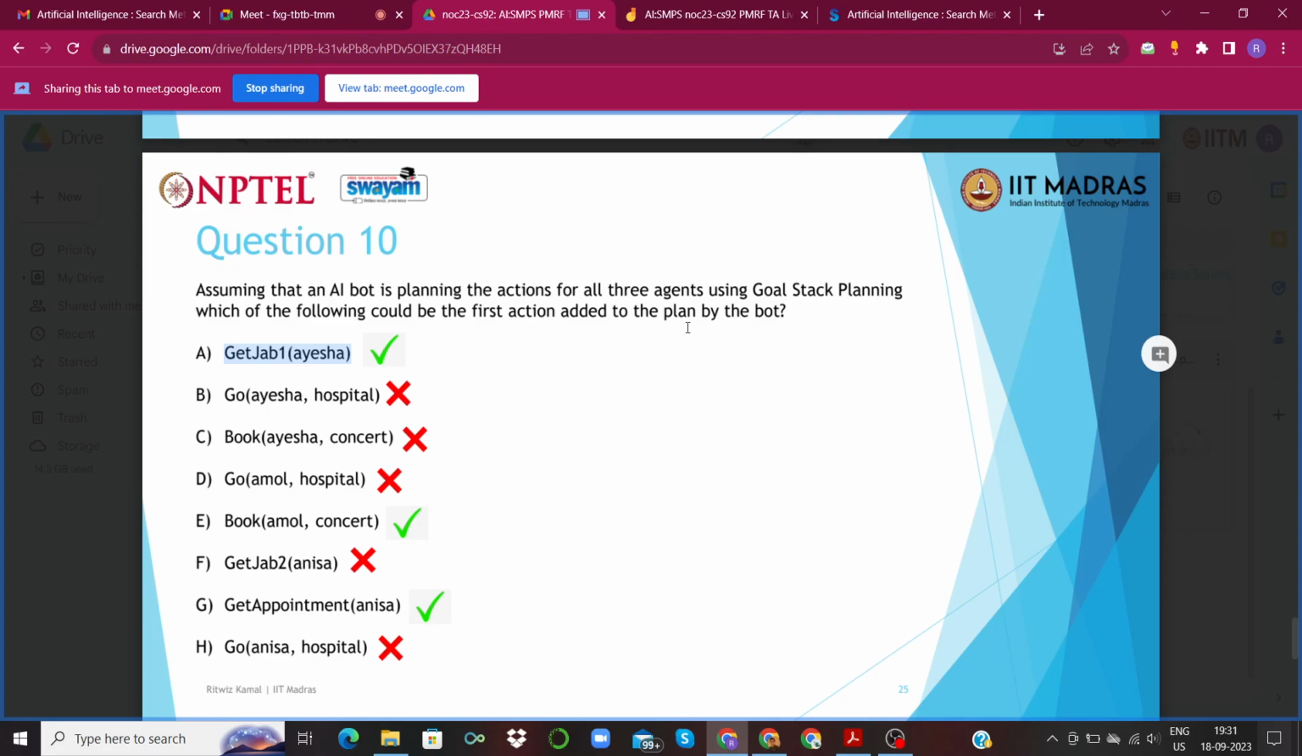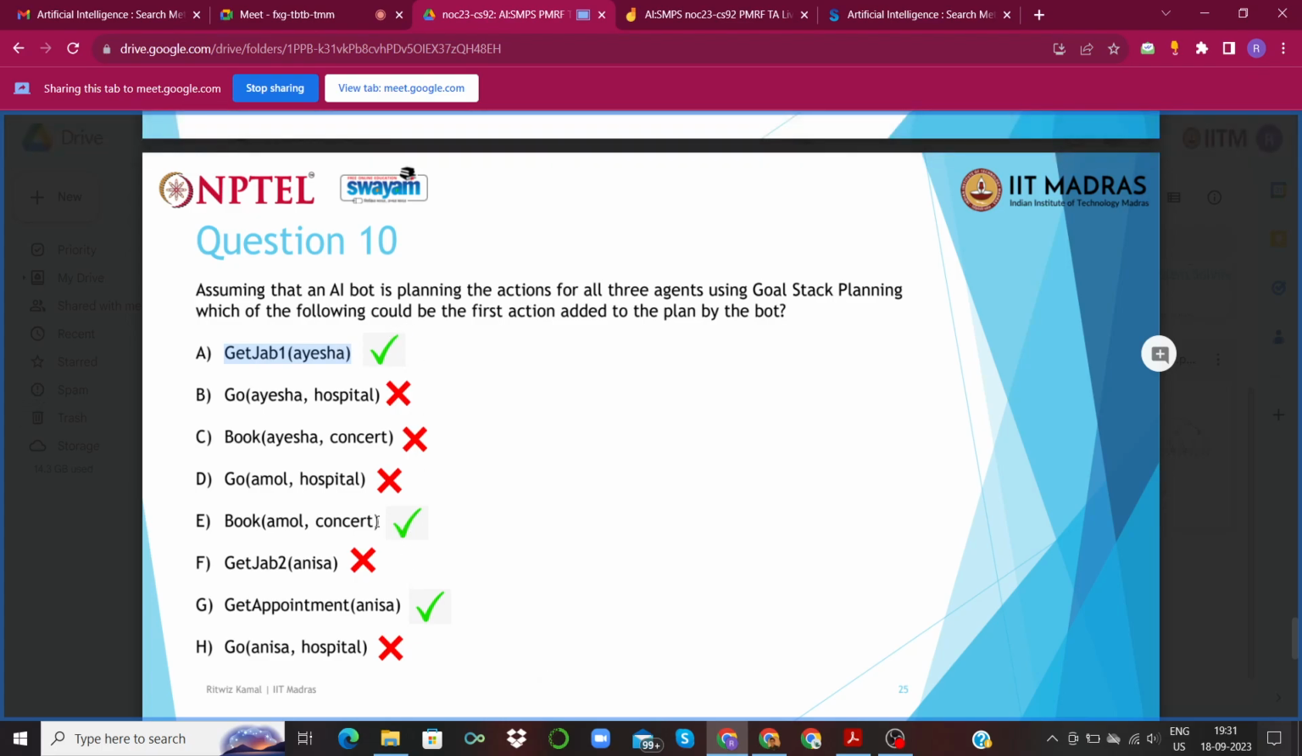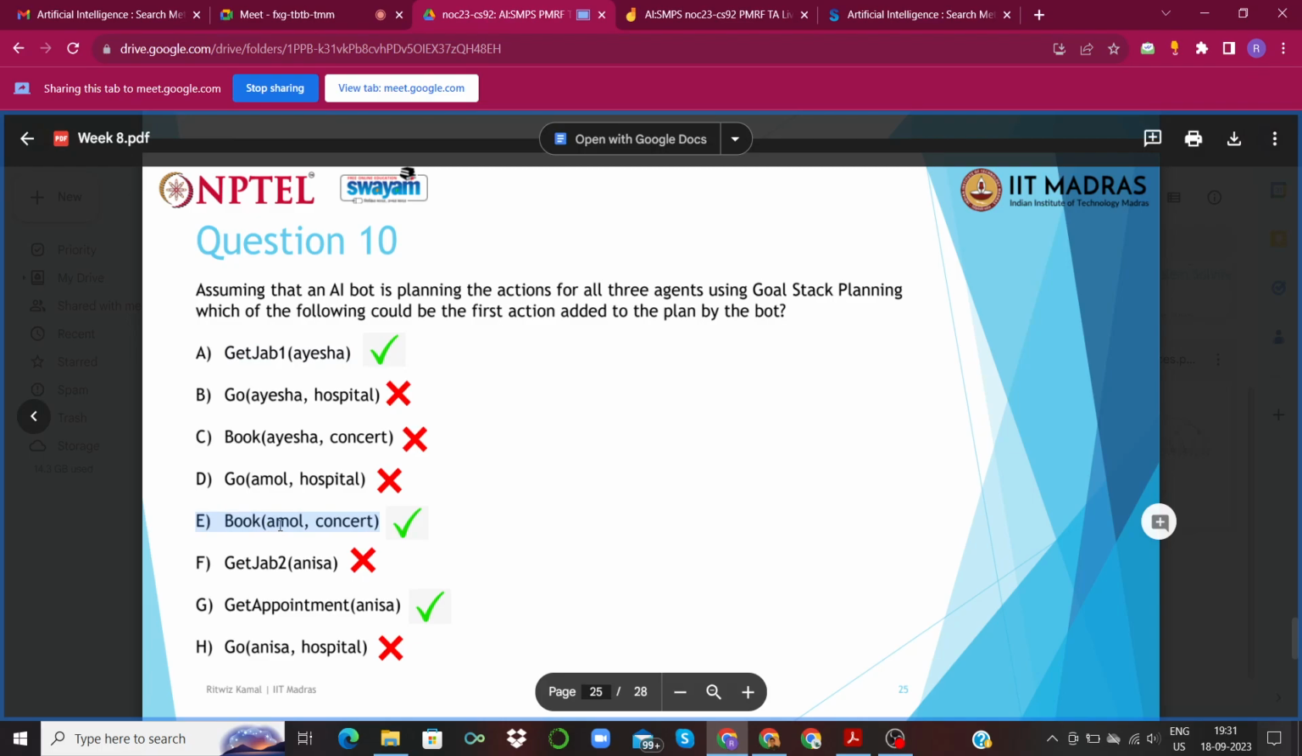Sorry about that. But anyway, the logic still remains that you will take one subgoal at a time and then add the actions and the further subgoals to the stack. So if it was Aisha's subgoal that you want to satisfy, then the first action could be get jab one. If it was Amol's subgoal, the first action that could be added to the plan would be book tickets for that concert, and if it was Anisa, it could be get appointment.